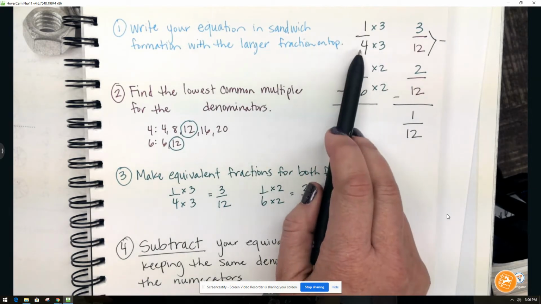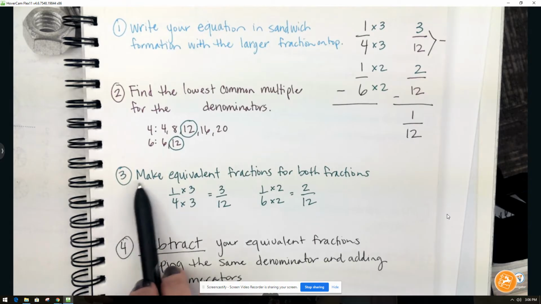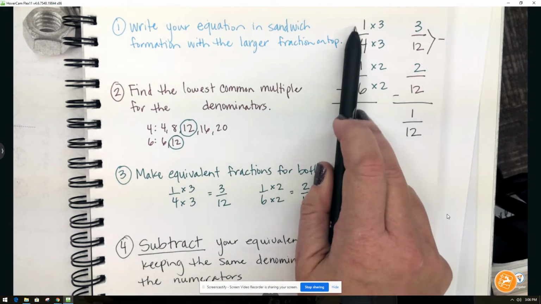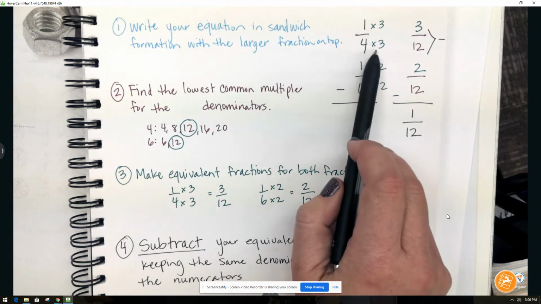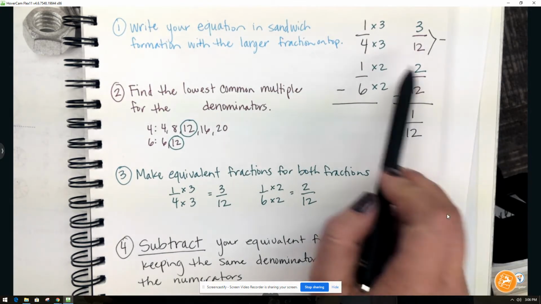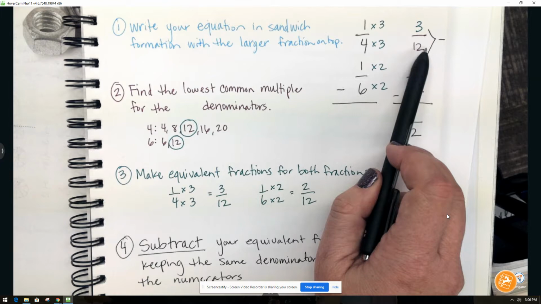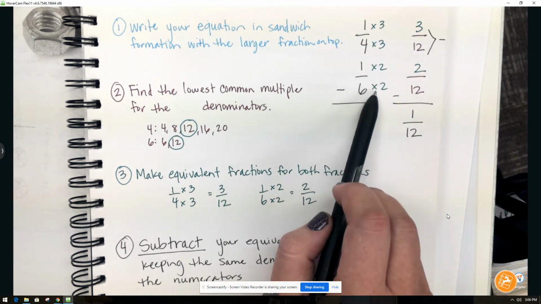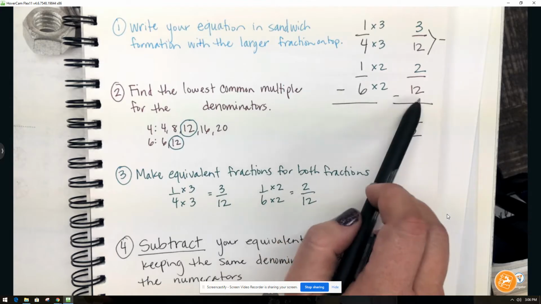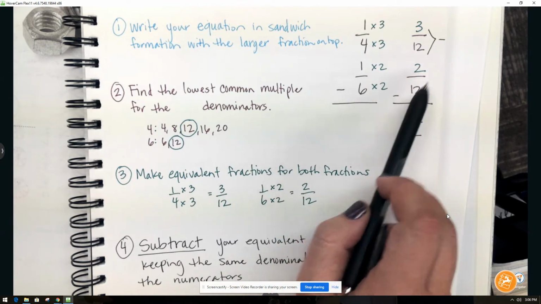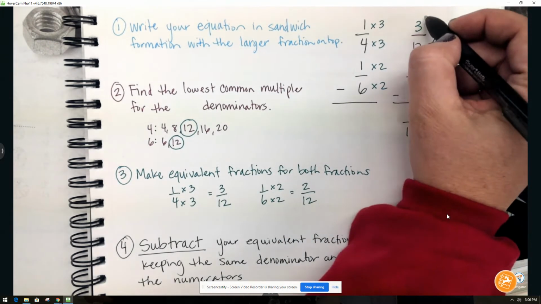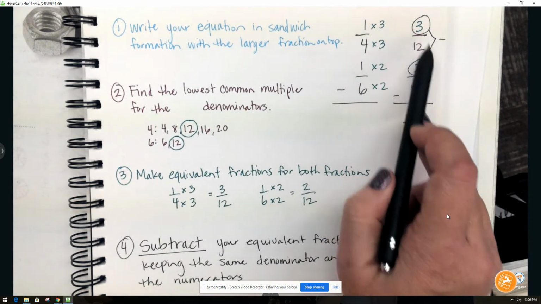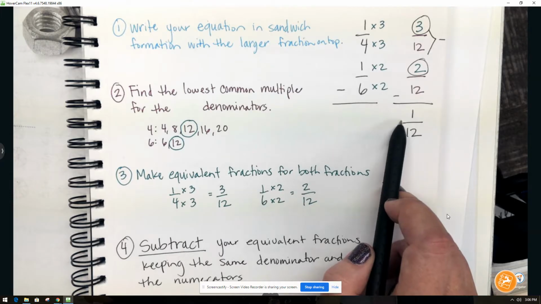Then we're going to make equivalent fractions. That's step 3. Make equivalent fractions for both fractions. So 1/4 is equivalent to 3/12 because we multiply both the numerator and denominator by 3 to get to 3/12. And then 1/6, we multiply the numerator and the denominator by 2 to get 2/12. And then we can subtract our two numerators, keeping the same denominator. 3 minus 2 equals 1.